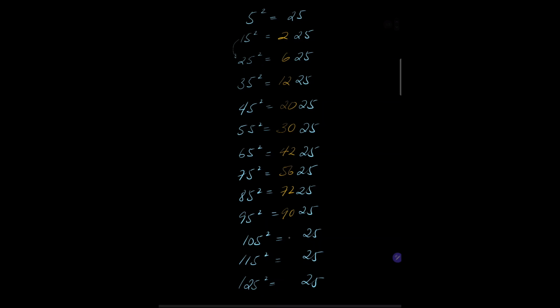10 times 11 is 110. 11 times 12 is 132, and 12 times 13 is 156. These are just a few examples of numbers that are multiplied by themselves when they end with a 5.